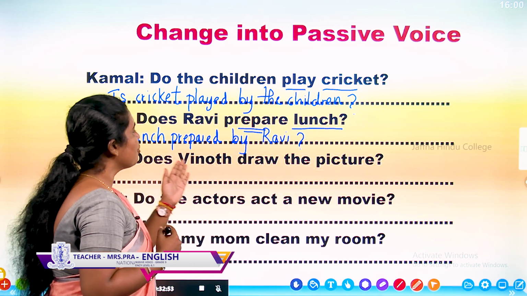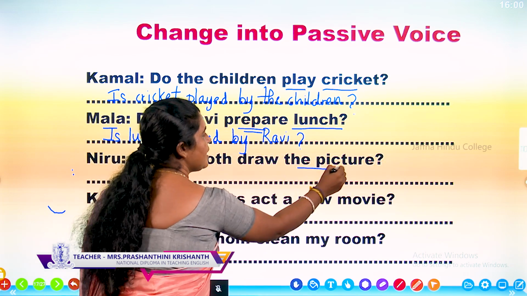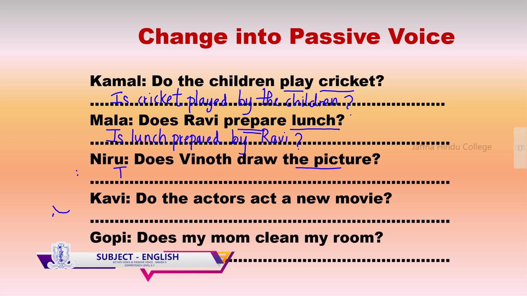Niru: Does Vinod draw the picture? So the object is the picture. This is singular, so here we are using is the picture. The past participle form of the verb draw, drawn. Drawn by, who is the doer? Vinod. By Vinod.